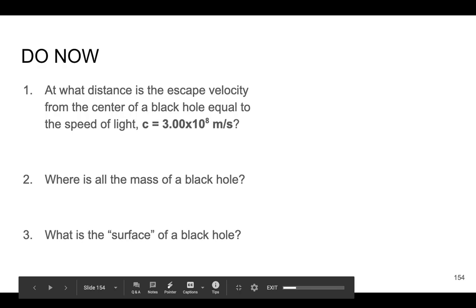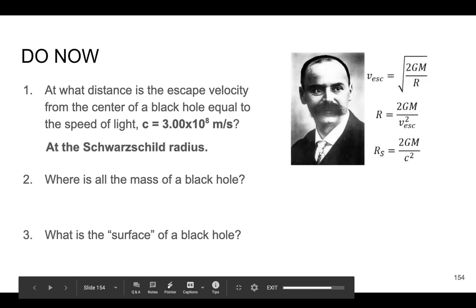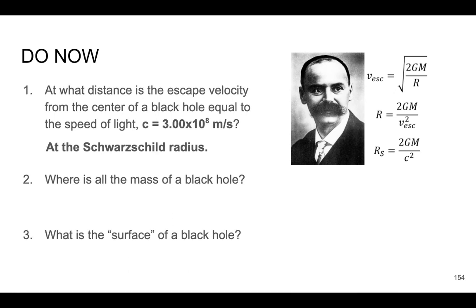So, what's the distance from which the escape velocity from the center of the black hole is equal to the speed of light? 3 times 10 to the 8th meters per second. That is called the Schwarzschild radius. So here's Carl Schwarzschild, and there's your formula for Schwarzschild radius. So where is all of the mass of a black hole? That is all located down at the singularity. So, yeah, right there at the core of the black hole.